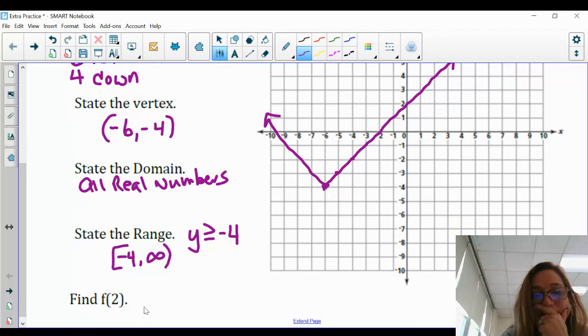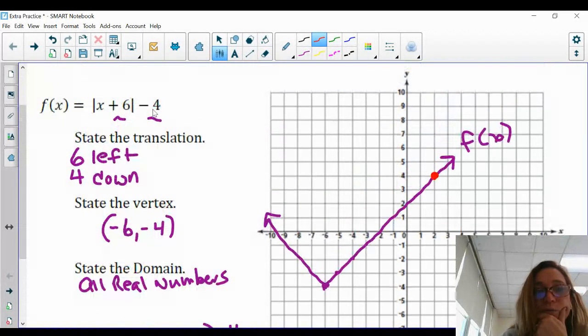Okay, and then it says find f of 2. So f of 2 is the point where x is 2. And that point is right there, it's equal to 4. You could also have plugged a 2 back here into this equation.